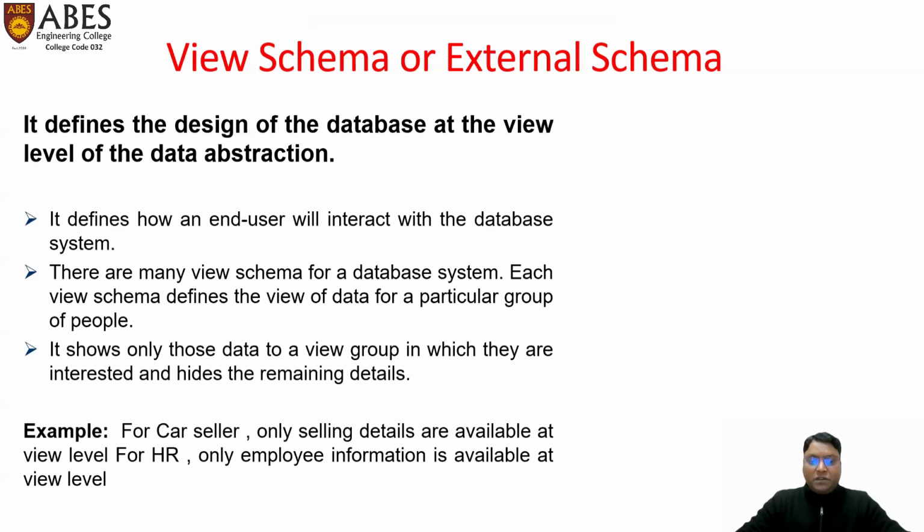Example, for a card seller, only selling details are available at the view level. For HR, only employee information is available at the view level. So these are the examples by which we can understand the view schema or external schema.